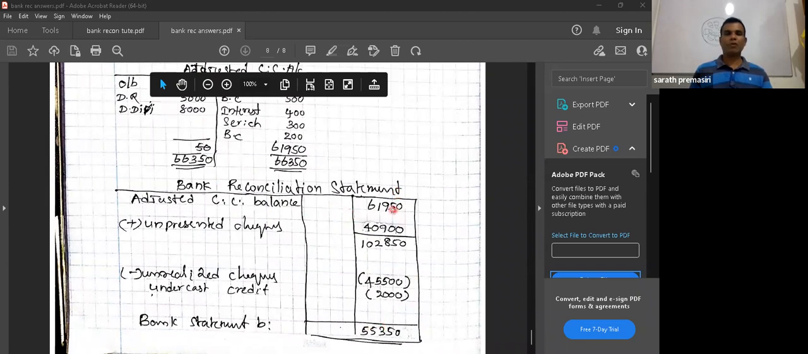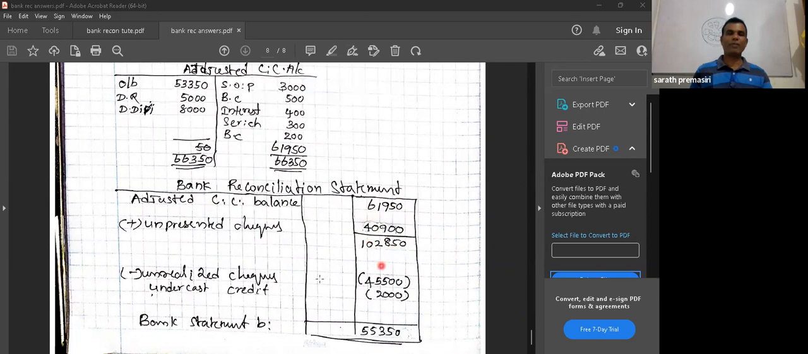No, sir. Here you see the adjusted balance is taken, and then unpresented checks are added. Then you are getting 102,850. And then unrealized, you see, 45,500, under cost 2,000, then you see it is tallied to this amount.